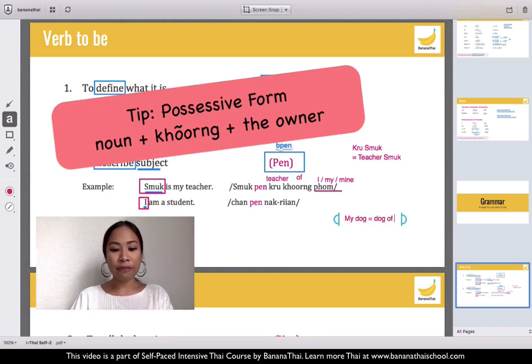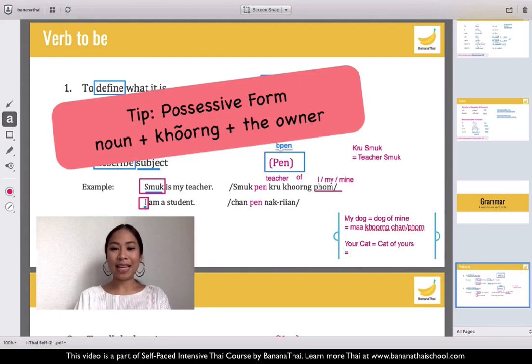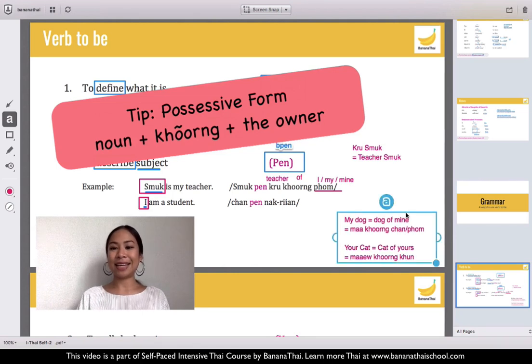For example, if you want to say my dog, you definitely want to say dog of mine. So how is it? Dog is หมา, of ของ, mine is ฉัน or ผม. Okay, what about your cat? So basically it is cat of yours. So let's see, cat is แมว, of yours ของคุณ. Easy. This is the possessive. I will highlight it. Please note this one too.